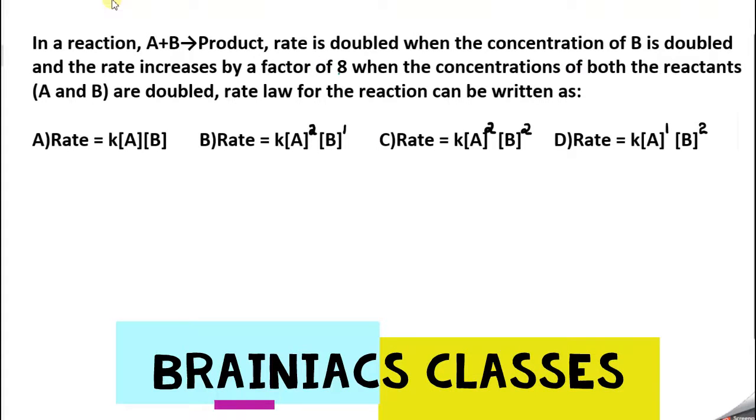So today we are dealing with the chapter chemical kinetics. I hope you could see the question. In a reaction A plus B giving product, the rate is doubled when the concentration of B is doubled, and the rate increases by a factor of 8 when the concentration of both the reactants A and B are doubled. The rate law for the reaction can be written as. Okay, so this is the question. This is a previous question that came for NEET.